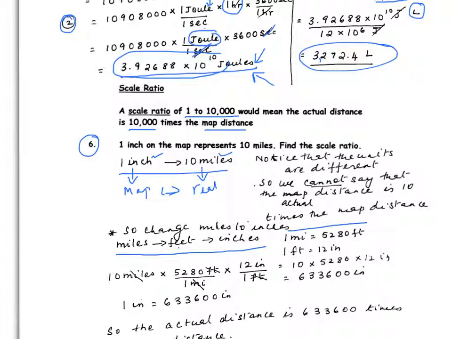The equations that we're going to use are these two. 1 mile is 5,280 feet, and 1 foot is equal to 12 inches. So 10 miles over 1 times 5,280 feet over 1 mile times 12 inches over 1 foot. So the feet and the feet get cancelled. The miles and the miles get cancelled. And our final answer is in inches.